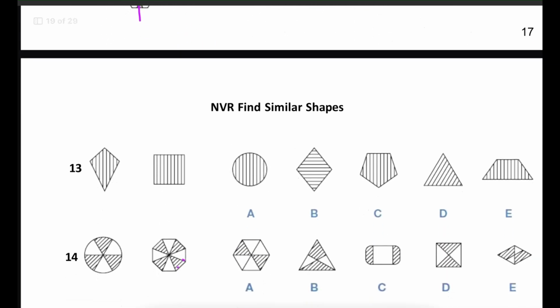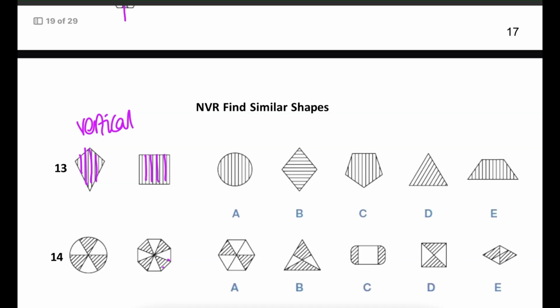Now for the similar shapes. So we've got some vertical lines here and some vertical lines here. So the lines inside the shape are going to be vertical, so we can rule out B because they're horizontal, and we can rule out D because they're diagonal. Also, this is a quadrilateral, four-sided shape, and this is a square, also four-sided. So the answer has got to be four-sided. So the answer is E, that is four-sided. Not C, that's a pentagon, and not A because that's a circle.